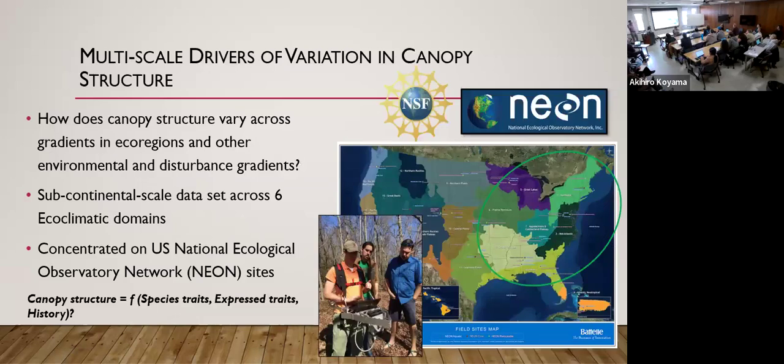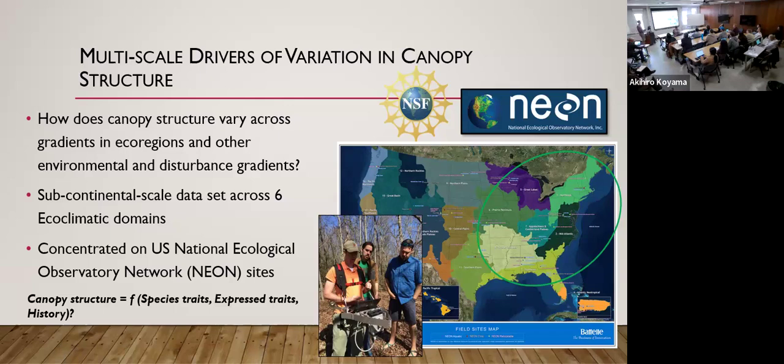In order to try and get into some of this, we had a project several years ago that was funded by the Macrosystems Program at NSF, that focused mostly on NEON sites across the eastern part of the US. So it's a subcontinental network across 6 of NEON, National Ecological Observatory Network, for those who don't know the acronyms, 6 ecoclimatic domains here. So basically the eastern part of the US.